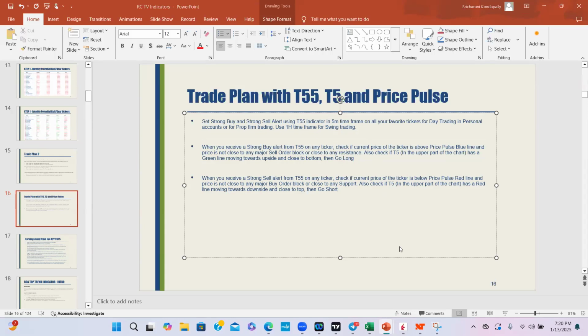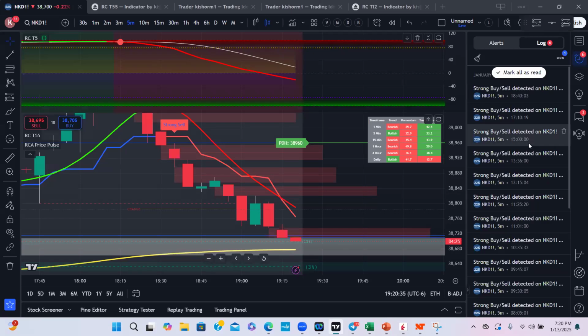So any questions on the process? Right, the alert will come after the close of the candle. Okay. So Karthik is mentioning that there is a.